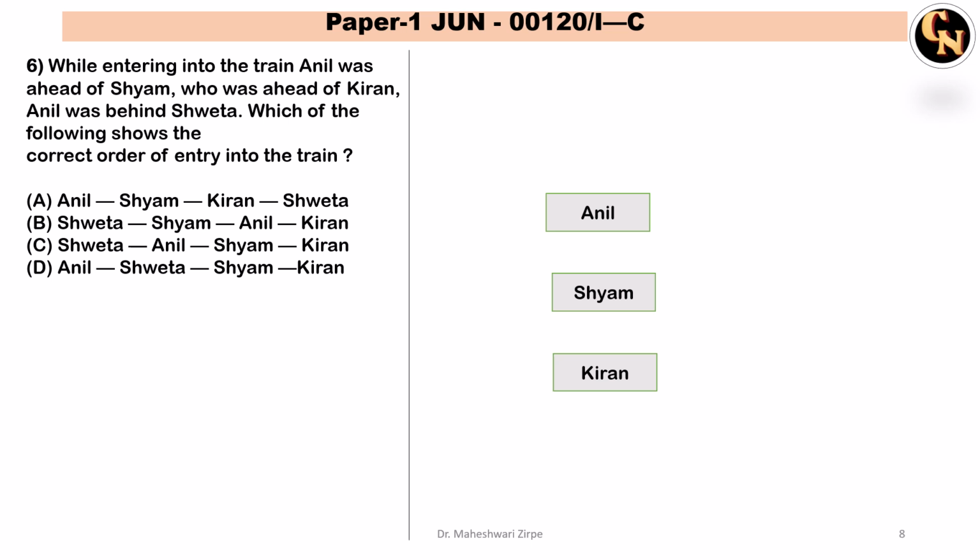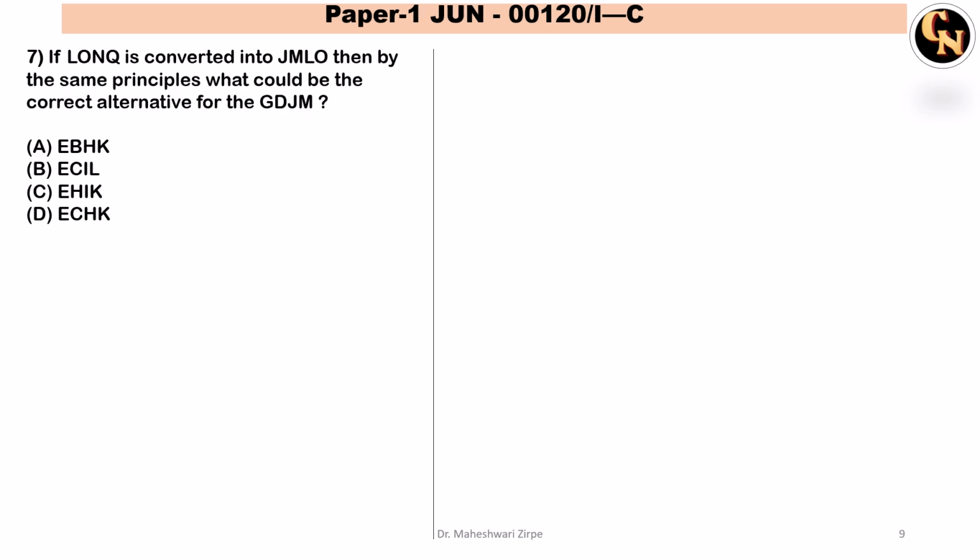Then Anil is behind Shweta. So Shweta is in front, then Anil, then Sham, and then Kiran. So let us see which is the correct option. The option C is the correct option, where Shweta is in front, then Anil, then Sham, and then Kiran. Very simple it was. Next one.